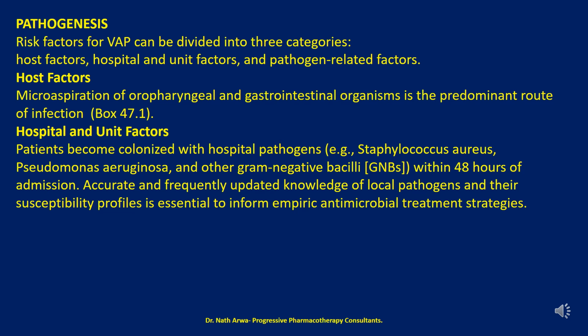Next we will consider hospital and unit factors. Patients become colonized with hospital pathogens, e.g., Staphylococcus aureus, Pseudomonas aeruginosa, and other gram-negative bacilli, abbreviated as GNBs, within 48 hours of admission. Accurate and frequently updated knowledge of local pathogens and their susceptibility profiles is essential to inform empiric antimicrobial treatment strategies.